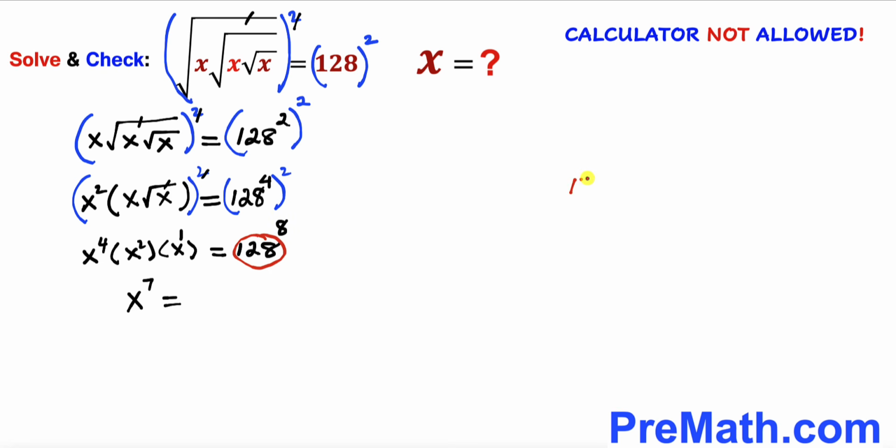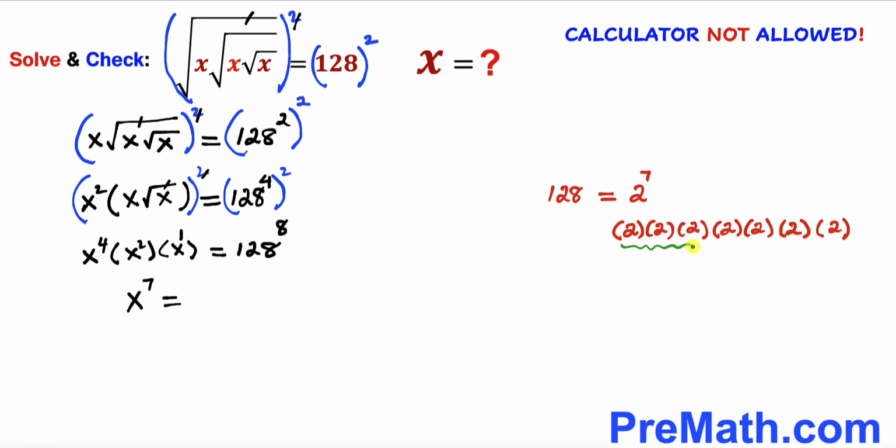Now let's focus on this base 128. I'm going to write down 128 over here, and we know 128 is the same as 2 power 7. In other words, we multiply 2 seven times, and if we multiply them 7 times, we indeed get 128. So I'm going to replace 128 with 2 power 7 over here, and I can write 2 power 7 and then whole power 8.